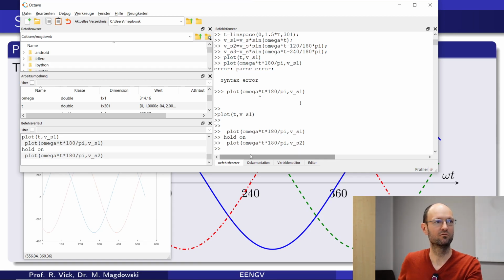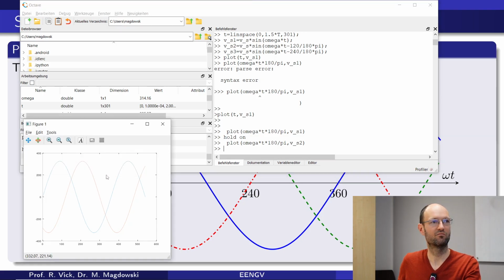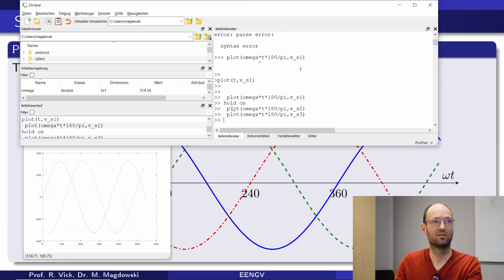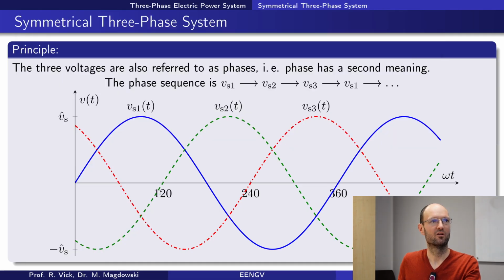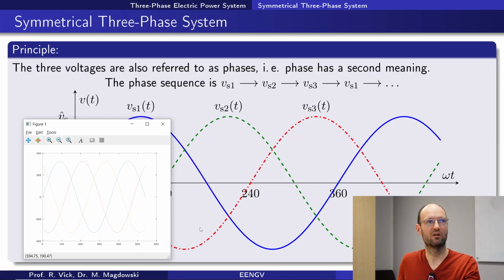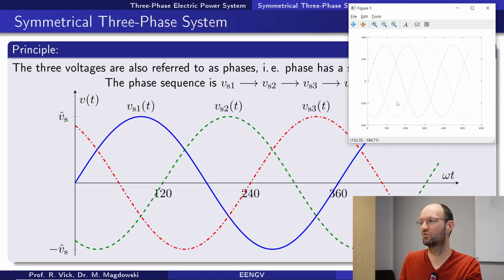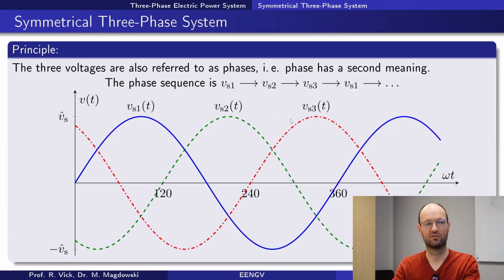So there's the second one, right? There we get the phase shift as before. And this is the third one, which is in this light yellow or orange curve here. So we will probably need them later on. We have just reproduced this diagram in Octave, and checked that this is really the phase sequence of these voltages.